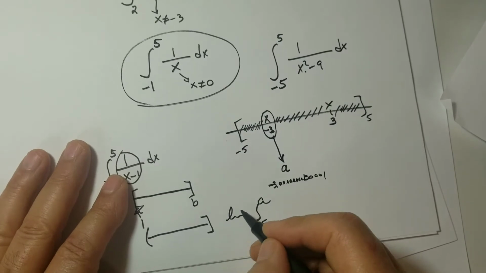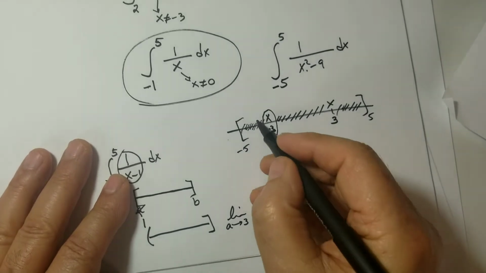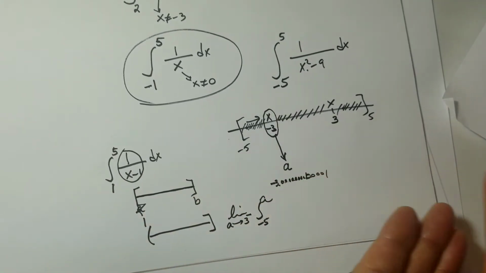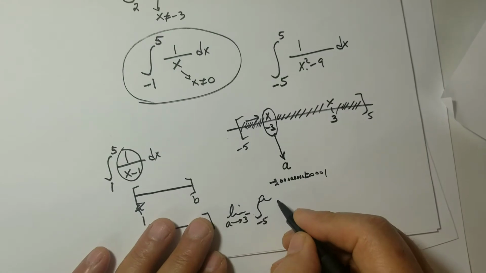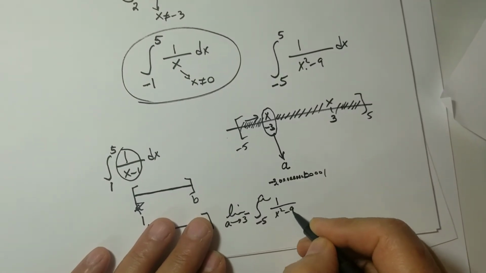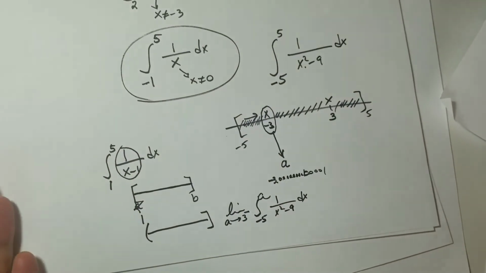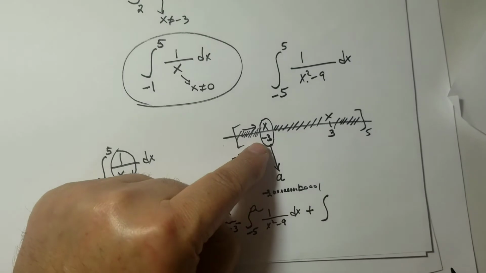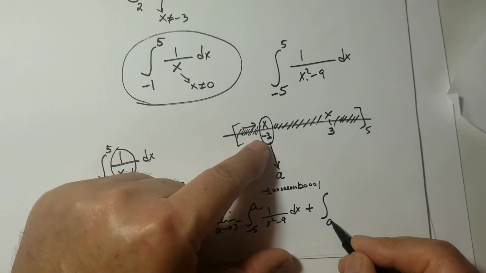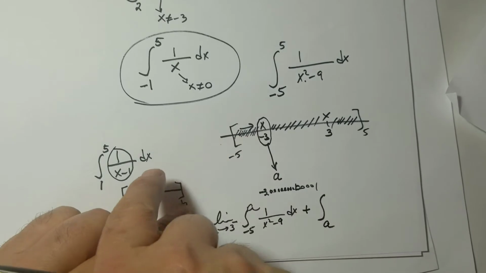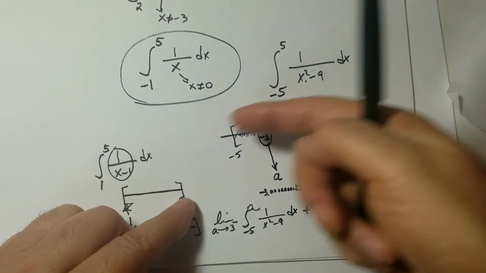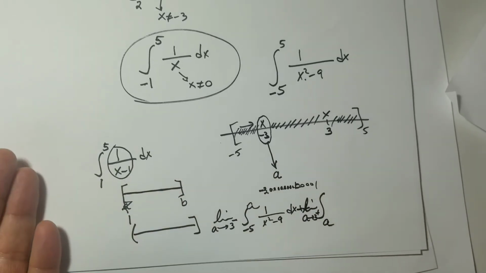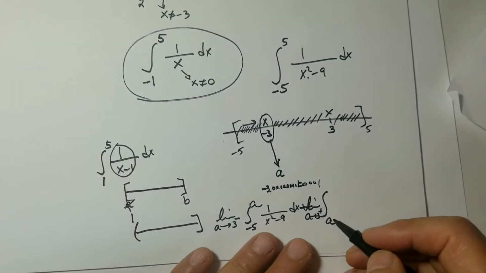Then take a limit and say a approaches negative 3 from the left. Then when it approaches, you can have as many zeros as you want. And here you're going to put 1 over x squared minus 9 dx. That's for that one. Then you have to put plus. What did I call negative 3? I call negative 3 an a. But for this piece, you're approaching negative 3 from the right side, the positive side, and you go from a.